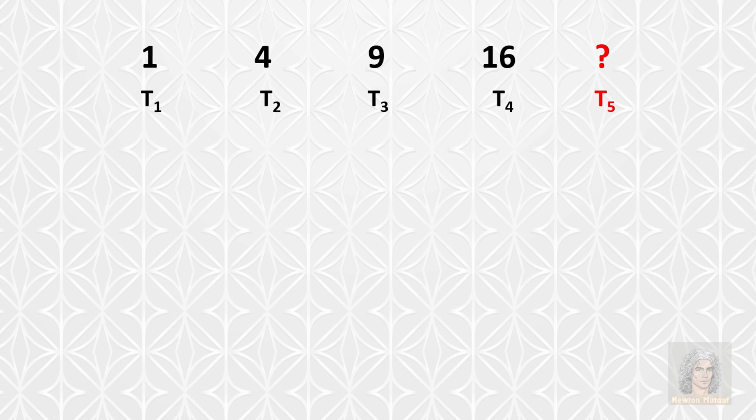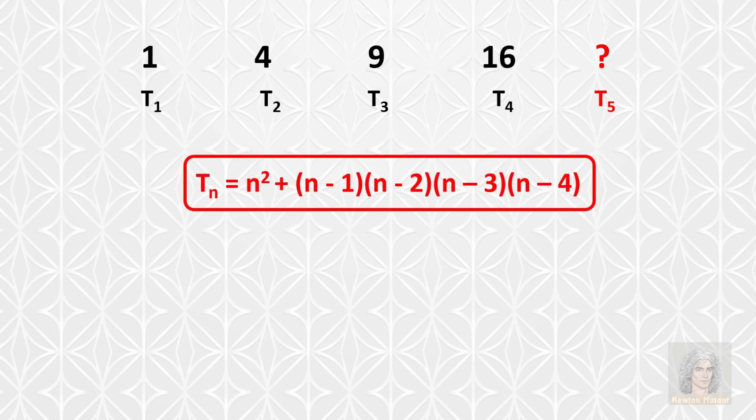What if I can write another nth term that would still satisfy the first 4 terms? For example, have a look at this. This nth term also has the generic n squared part first, but after that I have included a product of 4 terms. Let's see if this holds true for the given terms of the sequence.